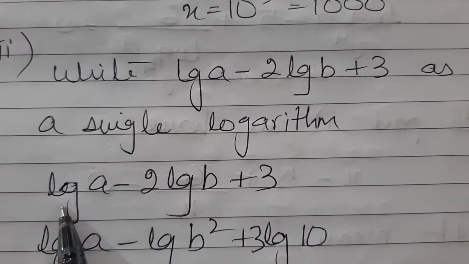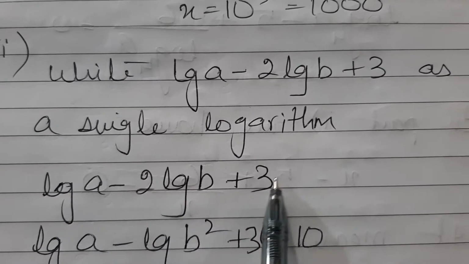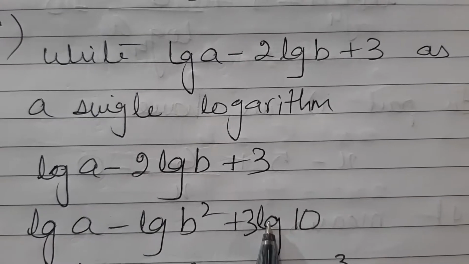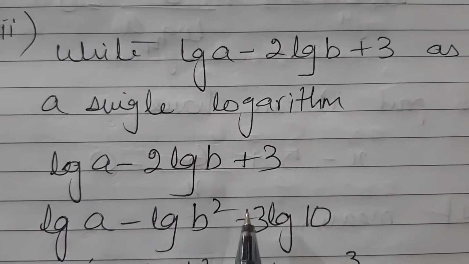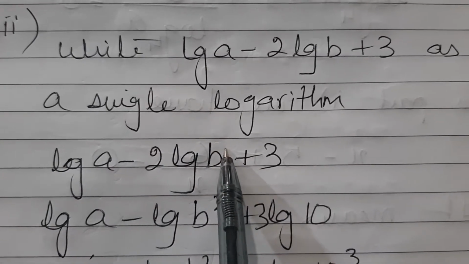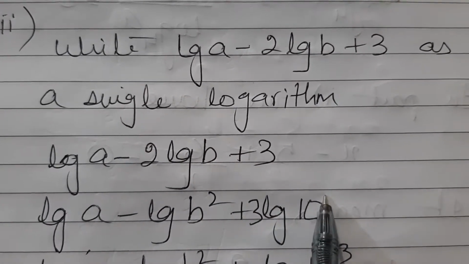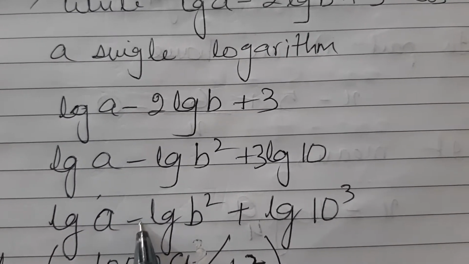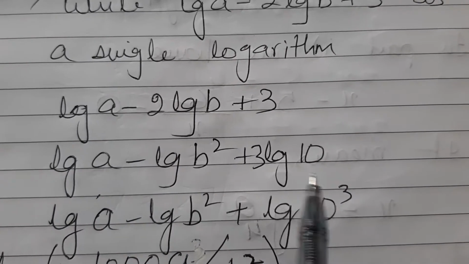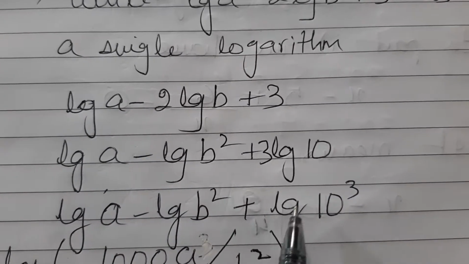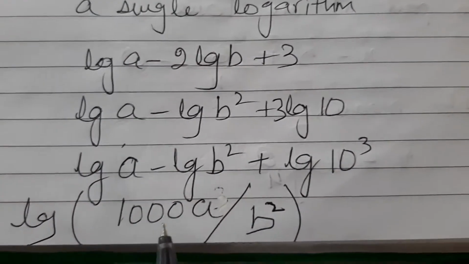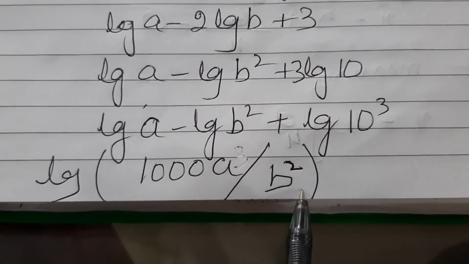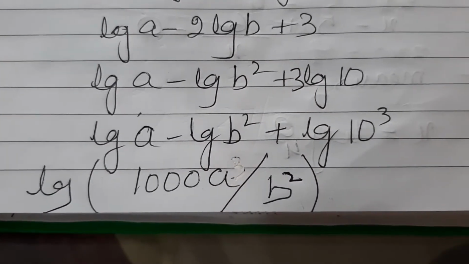Okay, so what I am doing, this has base 10, this has base 10. So I am multiplying 3 by log 10, because log 10 is equal to 1. It means log 10 base 10. Clear? After that I am applying the power law here. It will become b square, and the power law here, so it will become 10 power 3. Now the minus sign means this will divide and these two will multiply, because the product rule has a plus sign and the quotient rule a minus sign. So it will be log of 10 power 3 times a divided by b square. So you have changed it into a single term.